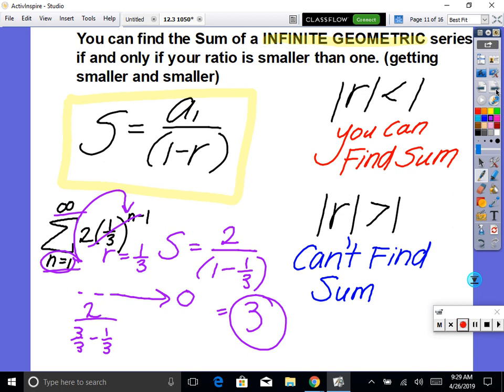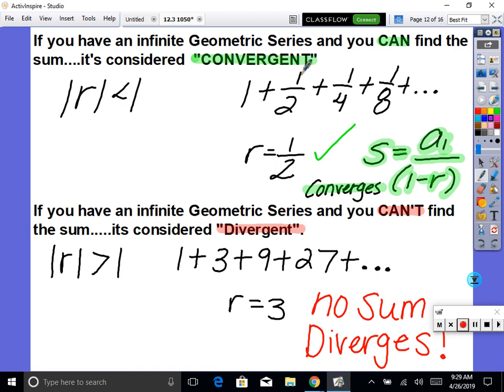Okay. Now we just have to learn 2 quick words here. We just learned that at times you can find the sum and at times you can't if it's infinite. So if you have an infinite geometric series and you can find the sum, it's considered convergent. Everybody write that down, because they will say to you, tell us if this converges. Convergent means you can find the sum. It's converging to a sum. If your ratio is less than 1, that means it's getting smaller and smaller. Therefore, these values approach 0, so we converge to a sum, and it was this formula: a sub 1 over 1 minus r.